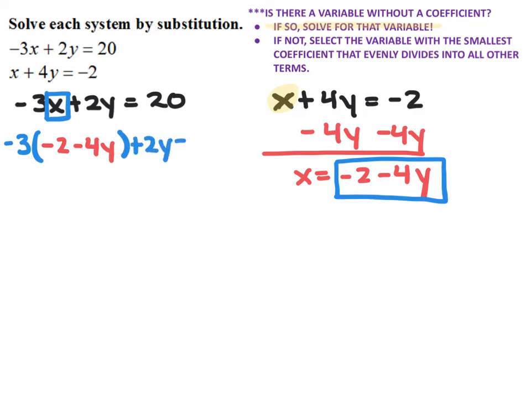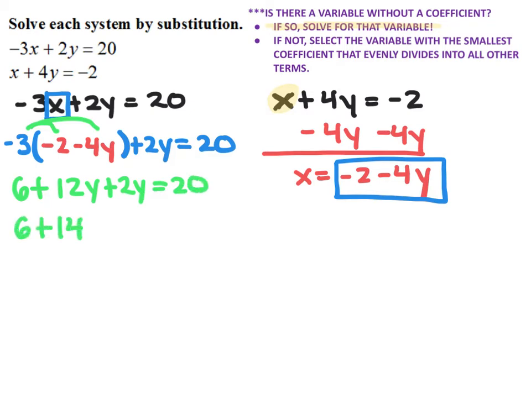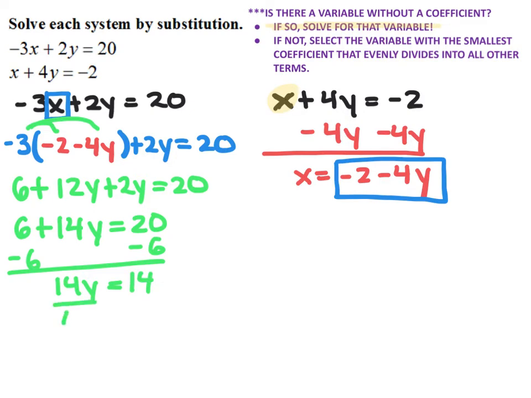plus 2y equals 20. Now to solve that equation, you first have to distribute the negative 3, so it becomes 6 plus 12y plus 2y equals 20. Combine like terms to get 6 plus 14y equals 20. Subtract 6 to get the y by itself. So you'll have 14y equals 14, and then divide both sides by 14 so that y is equal to 1.